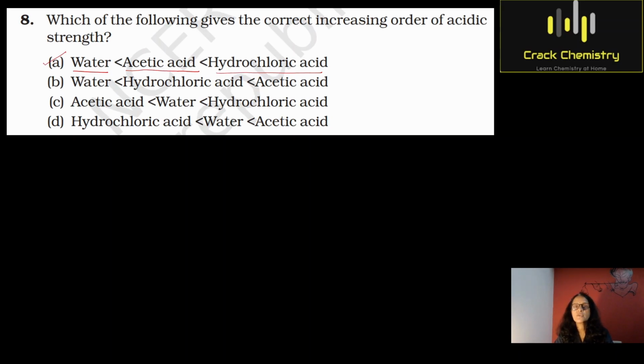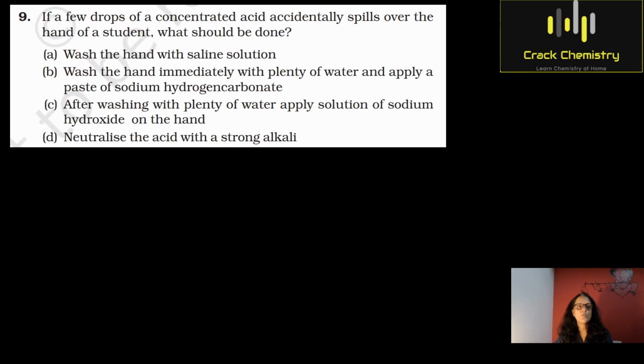We will consider the remaining options also one by one. Option B, you can see they are giving water. After that, hydrochloric acid. But after hydrochloric acid, they have given acetic acid, which is a wrong option. Then we will see option C, acetic acid. Then they are giving water. This is also a wrong option. Then they are giving hydrochloric acid, then water, then acetic acid. This is also a wrong option. So students, the correct option is option A. Now, exemplar problem 9.